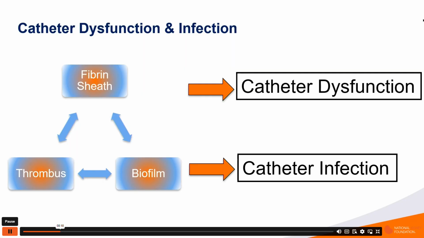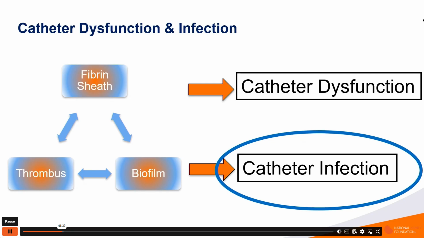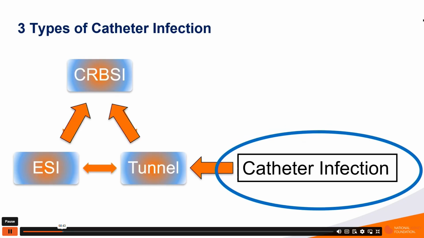And so, the complications that we have include catheter dysfunction and catheter infection, and we really need to make sure we're providing safe care for our patients. And the pathophysiology underneath it includes thrombus, biofilm, and fibrin sheaths, and they're all interrelated with regards to dysfunction and infection. But for the purposes of this talk, we're going to really focus on catheter infection. And so there are 3 types of catheter infections, as you all know: exit site infections, tunnel infections, and catheter-related bloodstream infections, or CRBSI for short. And exit site infections and tunnel infections can move into each other and also be associated with catheter-related bloodstream infections.